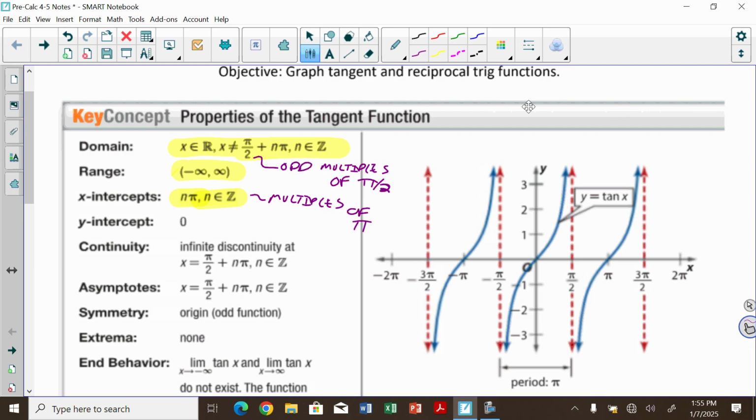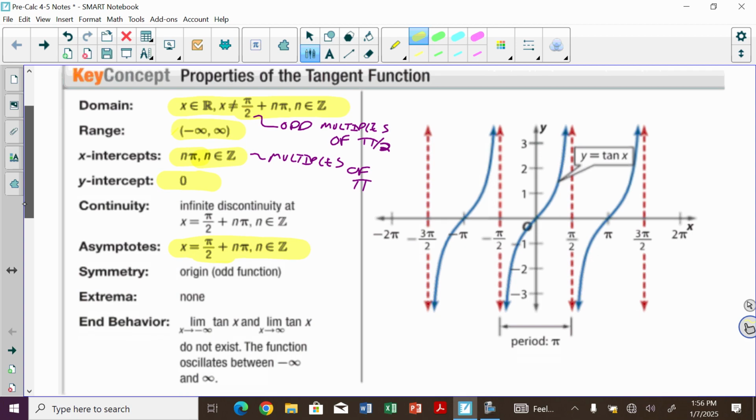Your x-intercepts are going to be multiples of pi. You can see that over to the right. The y-intercept is 0. It's only going to cross once, and that's at the origin. And you can see the continuity there. The other thing we're going to focus on is the asymptotes, which are pi over 2 plus those multiples of pi. So what does this all mean over here on the right-hand side? Let's take a look.